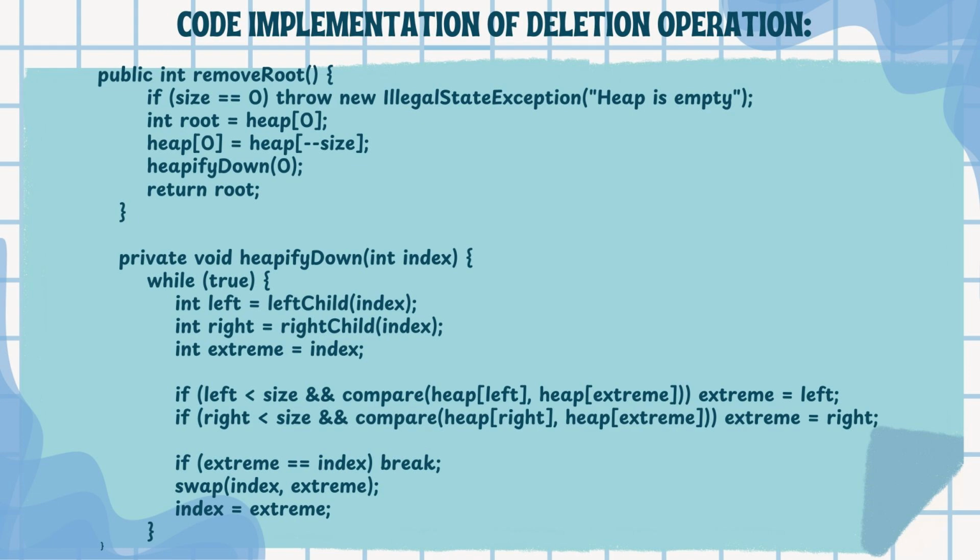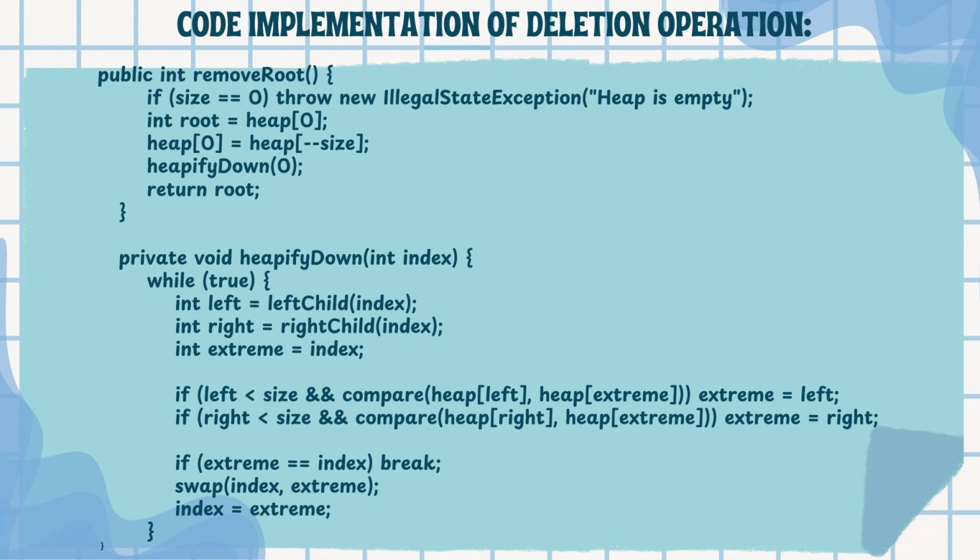Here left equals the left child index. It finds the left child index as 2 multiplied by index plus 1, and right is assigned the right child index, found as 2 multiplied by index plus 2. And extreme is assigned the index, and it assumes the current node at index is in the correct position.